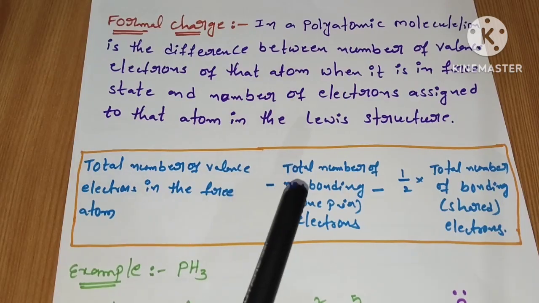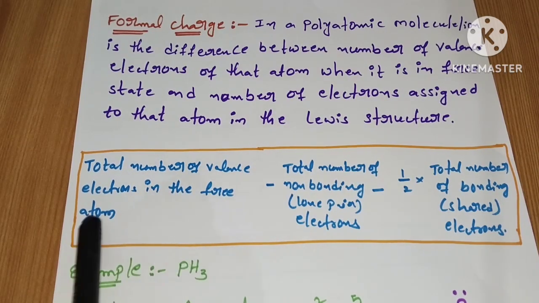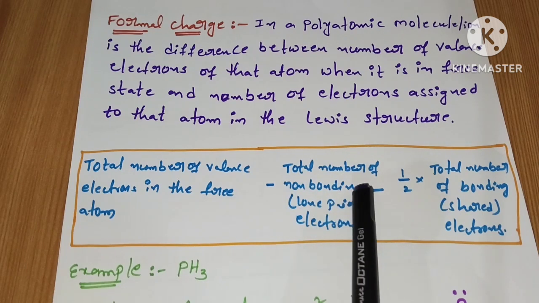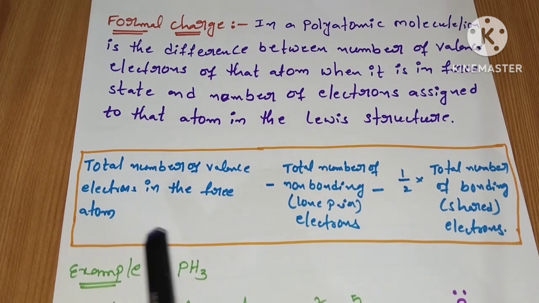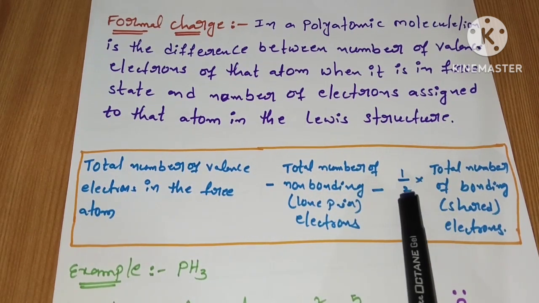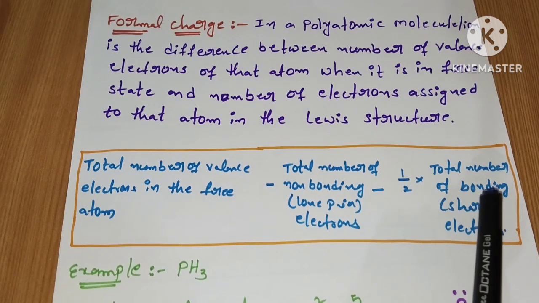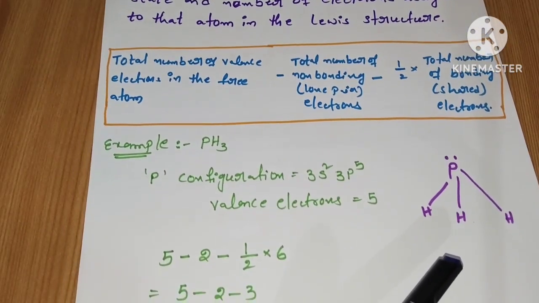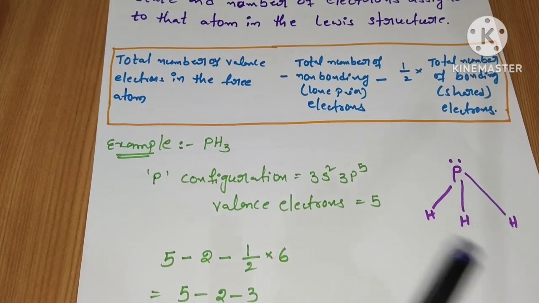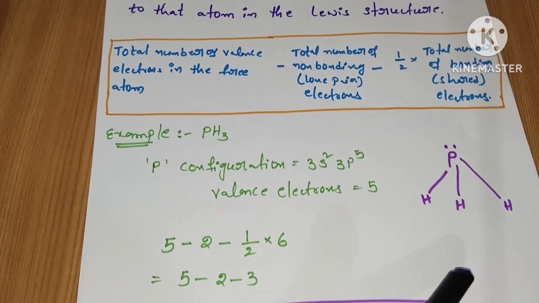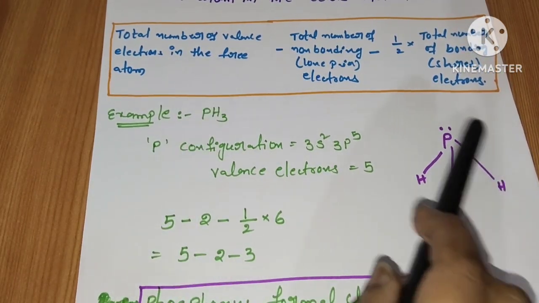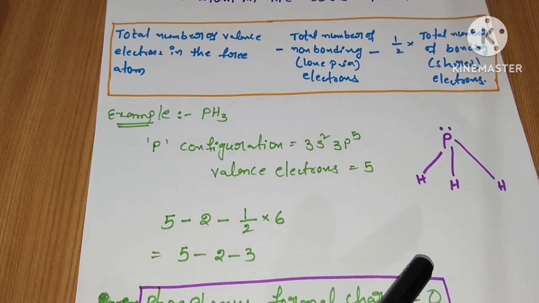Formal charge is the total number of valence electrons in the free atom, minus the total number of non-bonding or lone pair electrons, minus half times the total number of bonding or shared electrons. Let's take one example, then you can understand this formal charge. I am taking PH3. This is the Lewis structure of PH3.